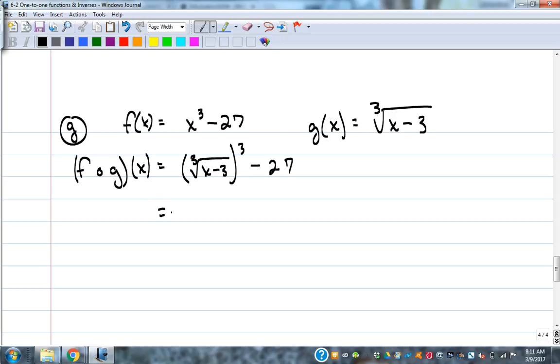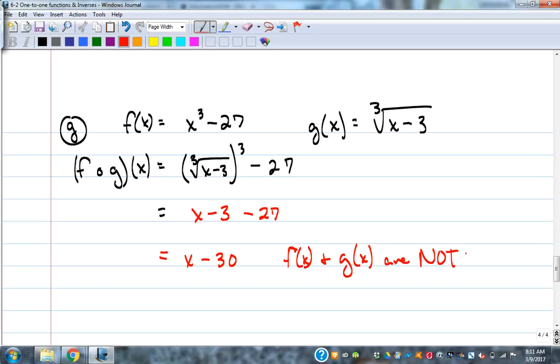What happens when you cube a cube root? Gets rid of it. So it's just x minus 3 and then minus 27. Does that equal x? No, it equals x minus 30. So f and g of x are not inverses.